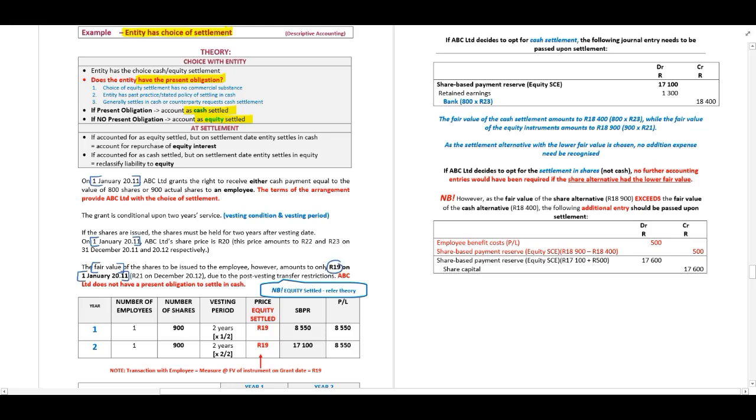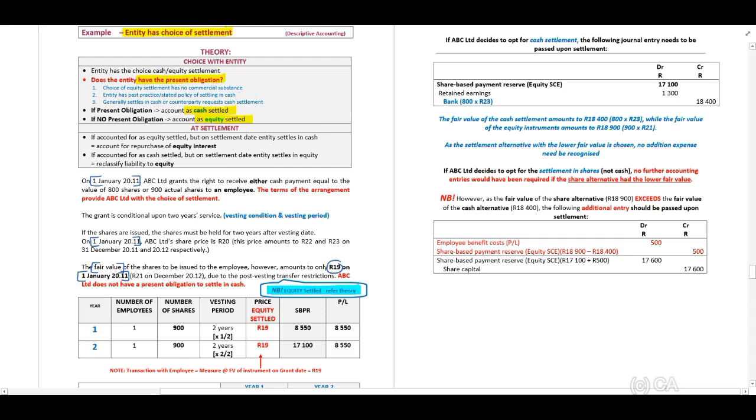ABC Limited does not have a present obligation to settle in cash. Therefore, if they indicate to you that ABC does not have an obligation to settle in cash, you need to know that this will be equity settled.